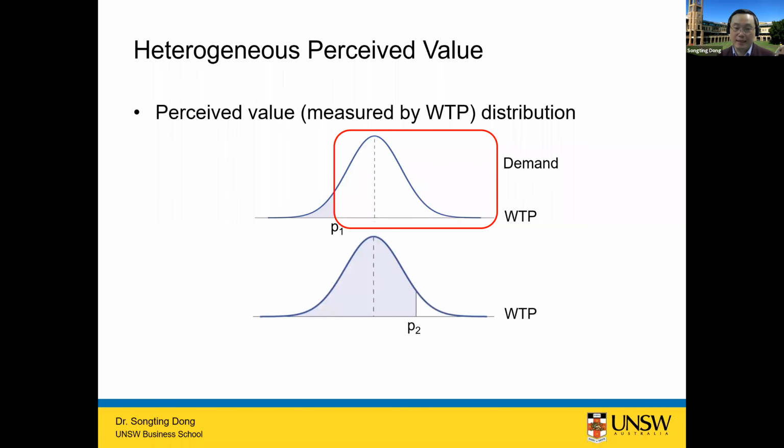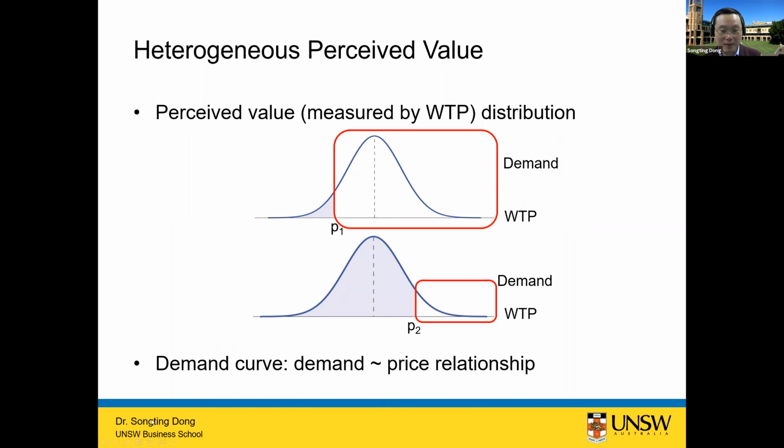So if you charge a higher price, let's say P2, then this shadowed part will not buy from you because their willingness to pay is lower than P2. Only people with willingness to pay higher than P2, this red part, will buy from you. So you can see as you increase your price, the demand will shrink. The equation that shows how you change price and how the demand will change, we call the demand curve. It's a curve that shows this relationship.